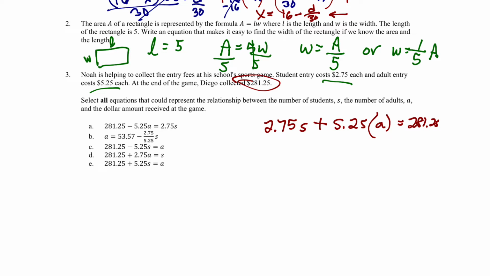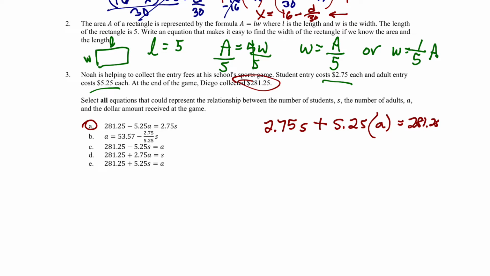All right, so this first one is saying if we have 281 minus 525a equals 275, would that work? Well, if we look at our original equation that we made here, if we subtract 525a from both sides, this is something we would get. So we can say, yes, A is correct.